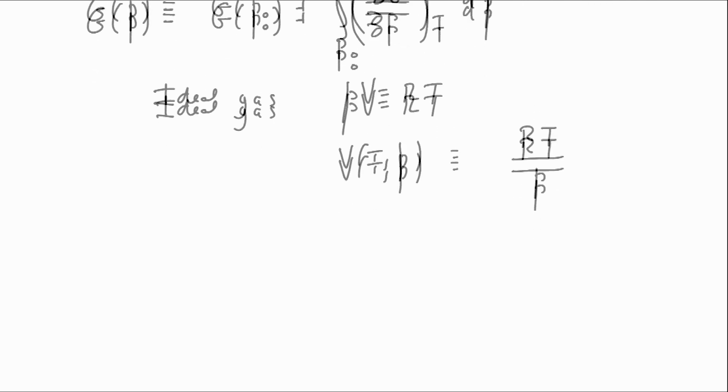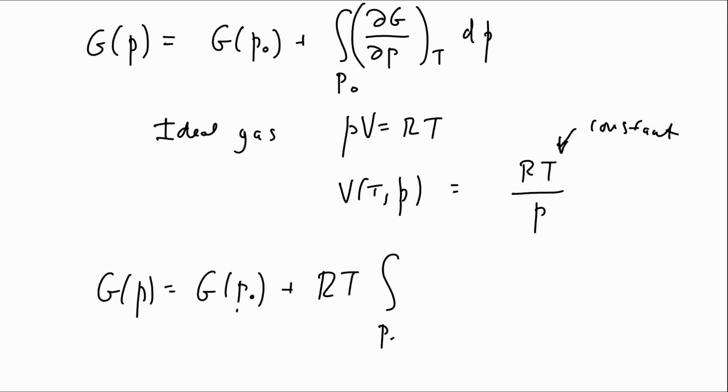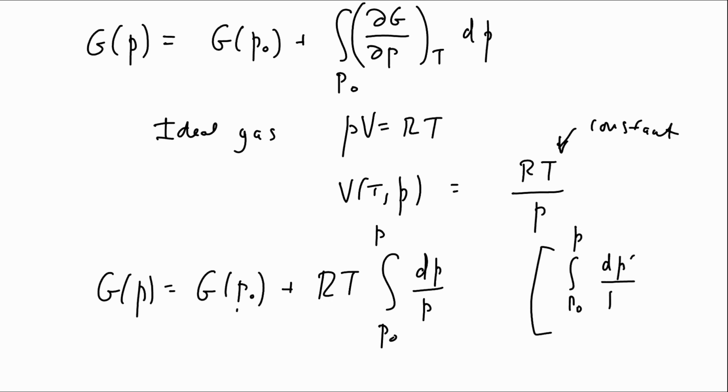And so this is a constant for our problem. So my G of P is G of P naught plus RT, the integral from P naught to P, dP over P. And I'm being a little sloppy. I'm using the upper limit as a kind of a variable, but I'm using the same variable in the integral. And so I might be tempted to do the integral from P naught to P of dP prime over P prime.